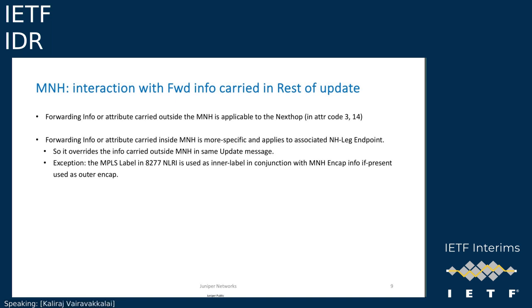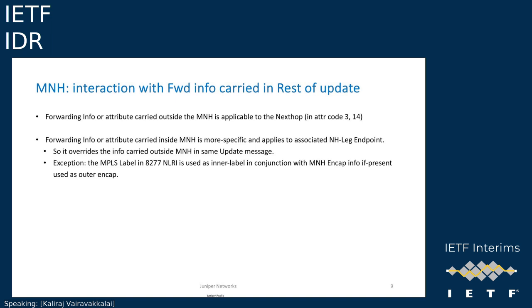So the basic rule is that the forwarding information that's carried outside the MNH is applicable to the next hop that we carry with the route. That's a single next hop, that's attribute code 3 or 14. And so all of that together forms one unit of forwarding information.